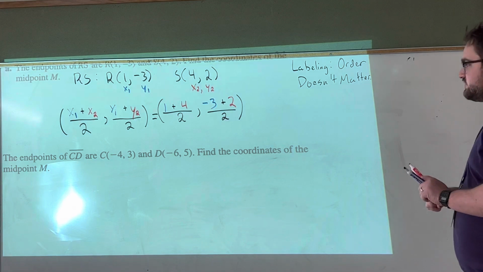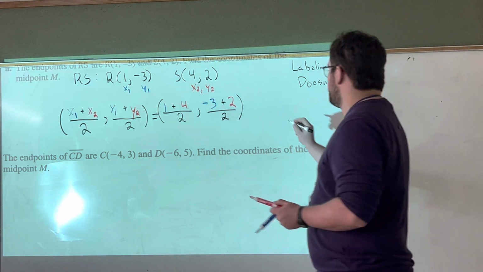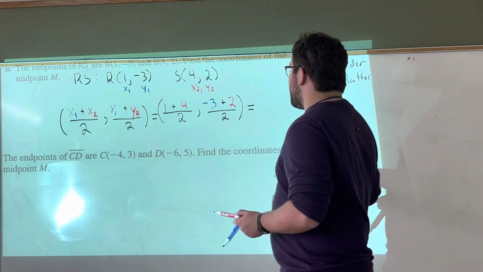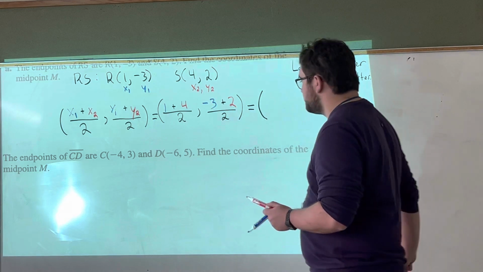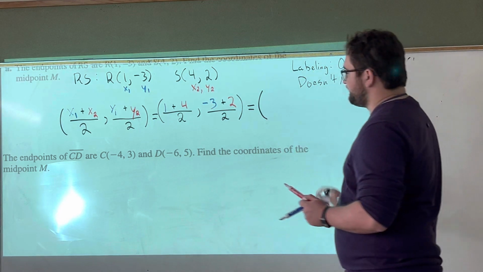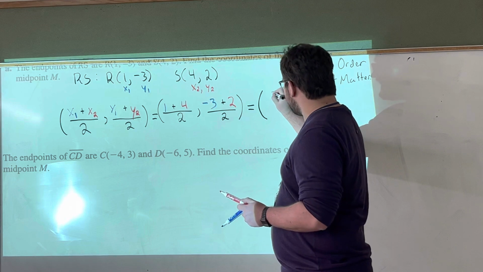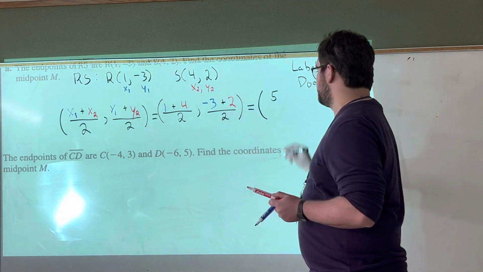All right, let's go ahead and simplify this down. I would always start by adding. Add the top. If we take negative 1 plus 4, we're going to get 3 over 2.